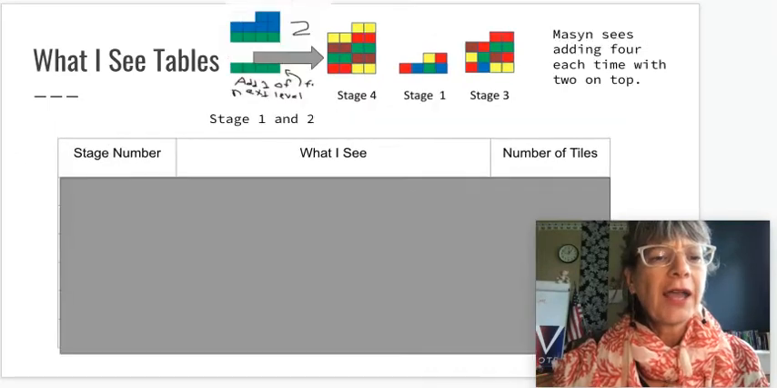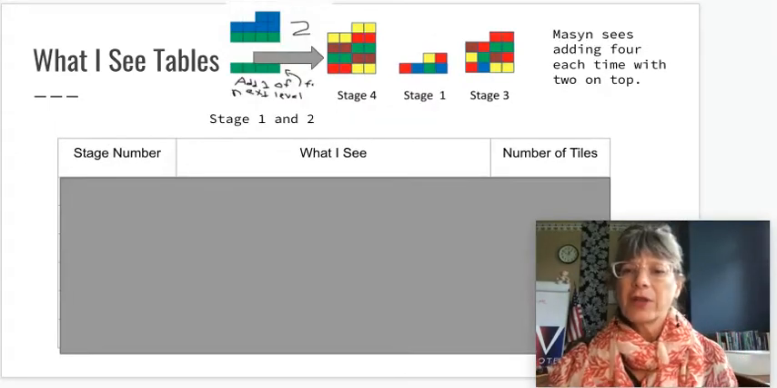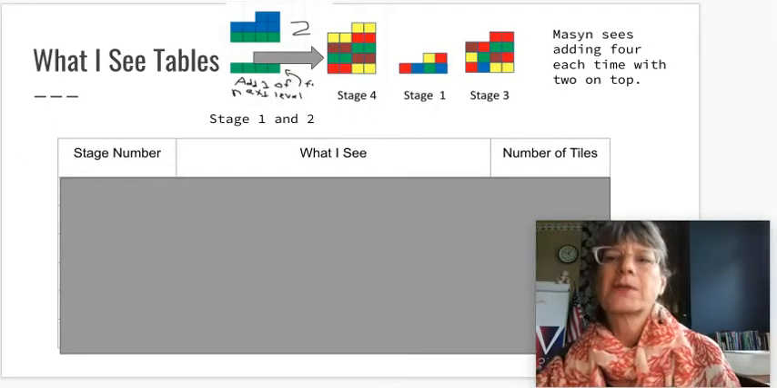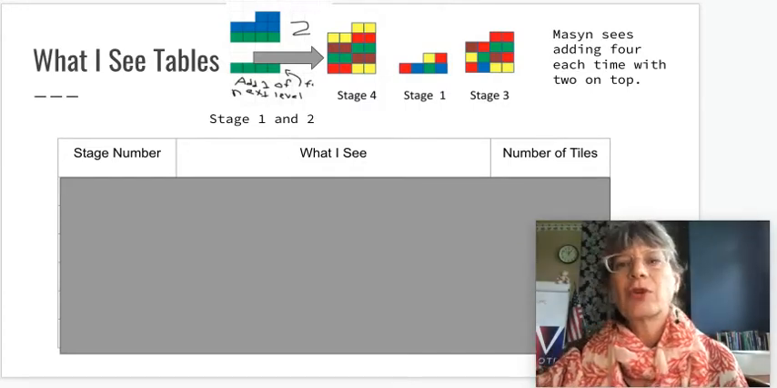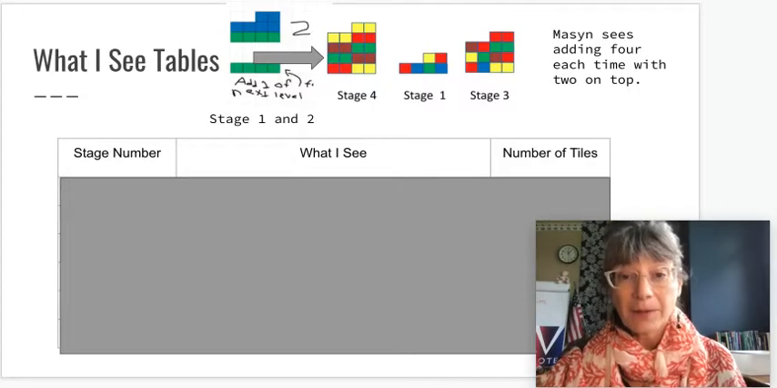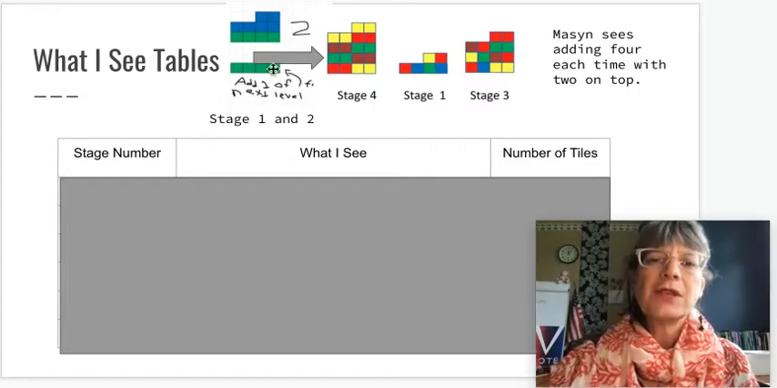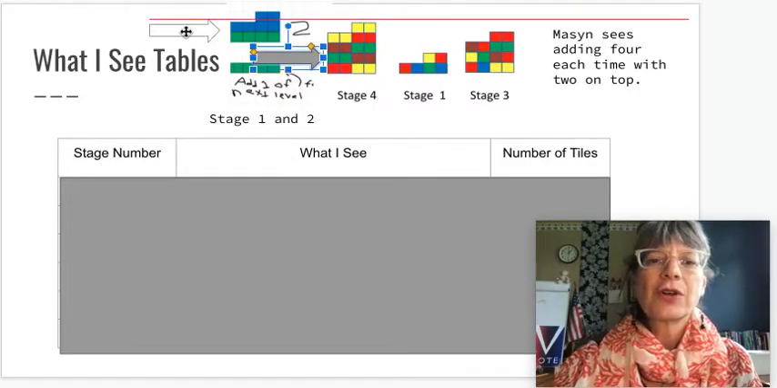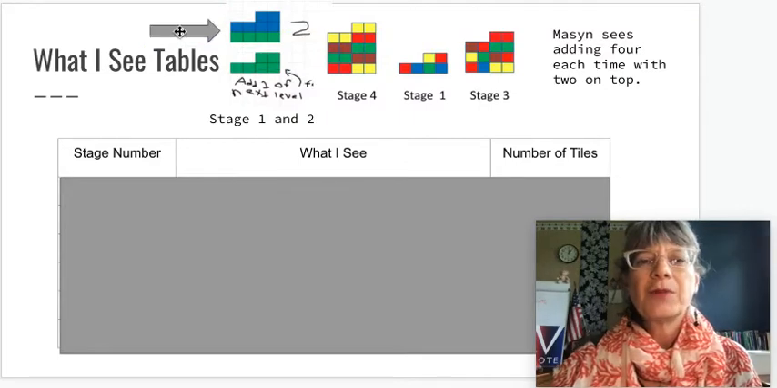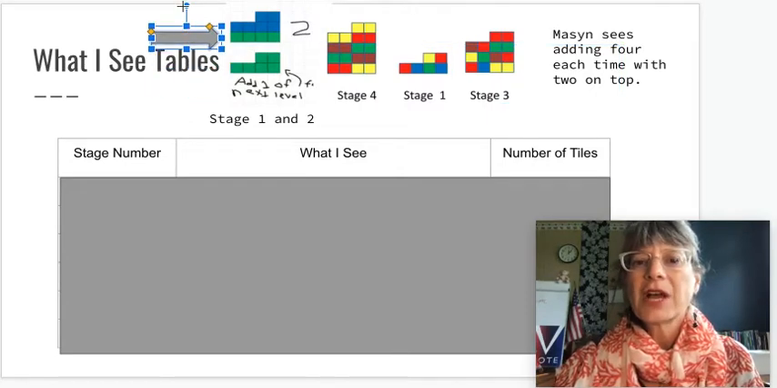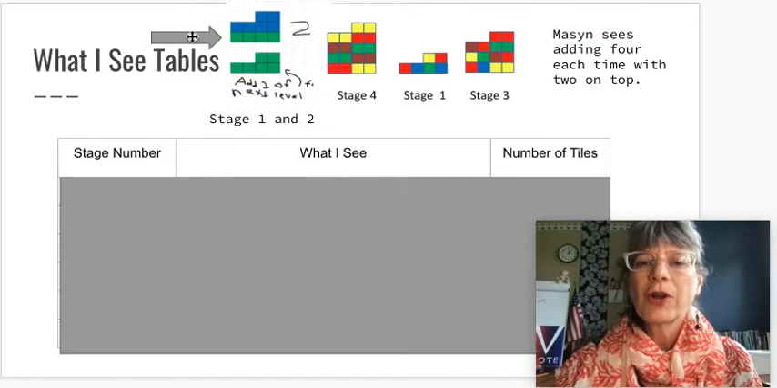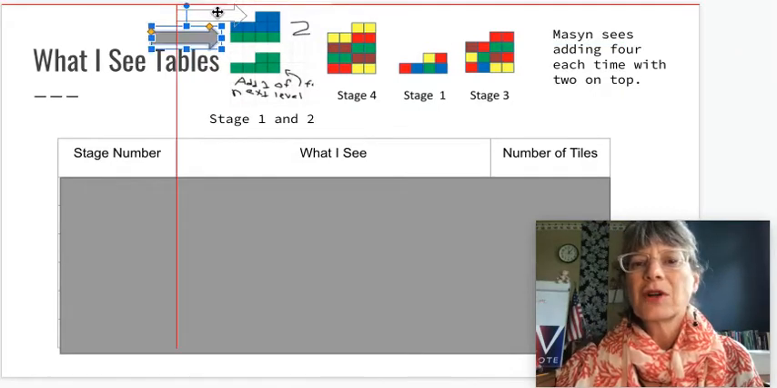So I have on this slide the way Mason saw the tile stacks pattern. Mason sees adding 4 each time with 2 at the top. And so these right here are Mason's drawings. And I hope you can see that here is stage 1. And in stage 2, there's another row of 4 with 2 tiles on top.